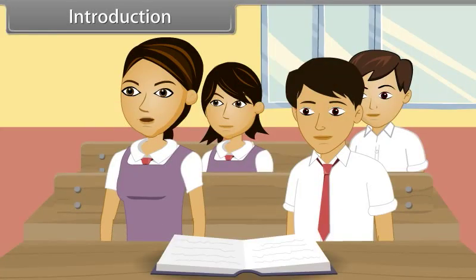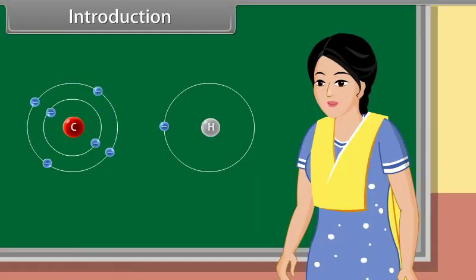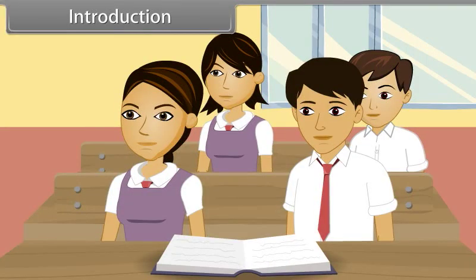Teacher, what is organic chemistry? Organic chemistry is the branch of chemistry that involves the study of carbon and hydrogen containing compounds. Teacher, how are the carbon-carbon atoms attached?